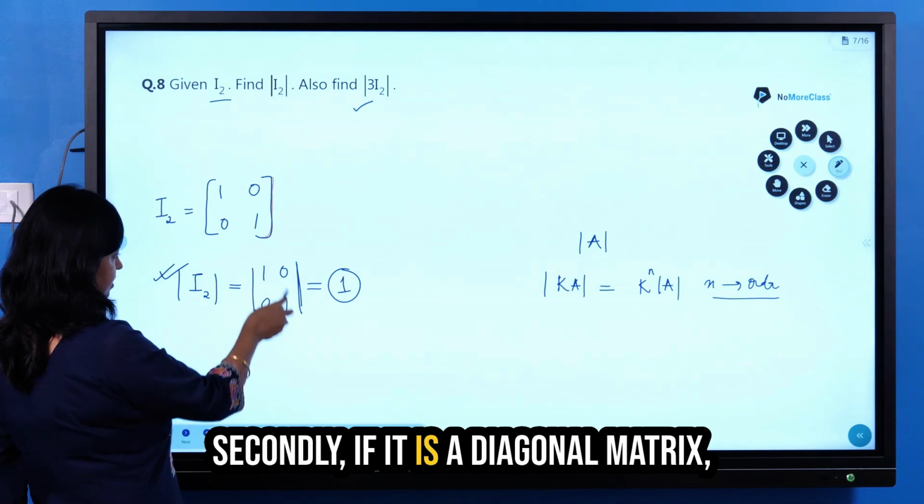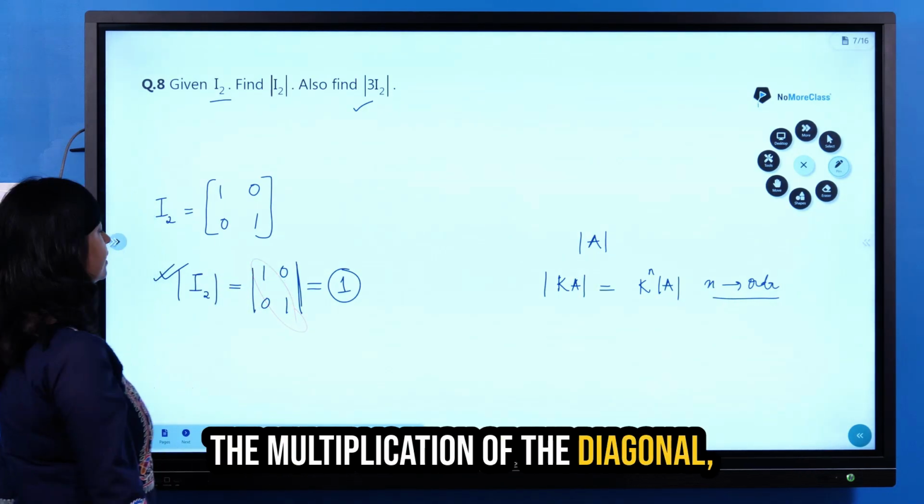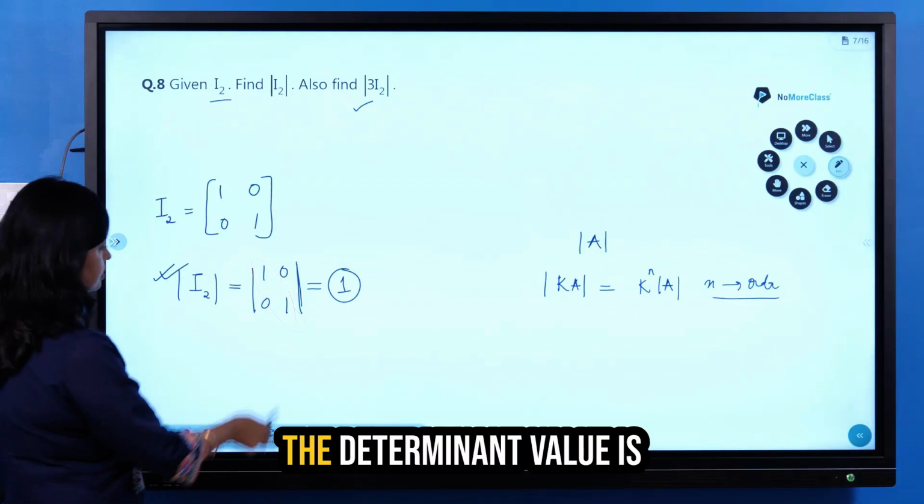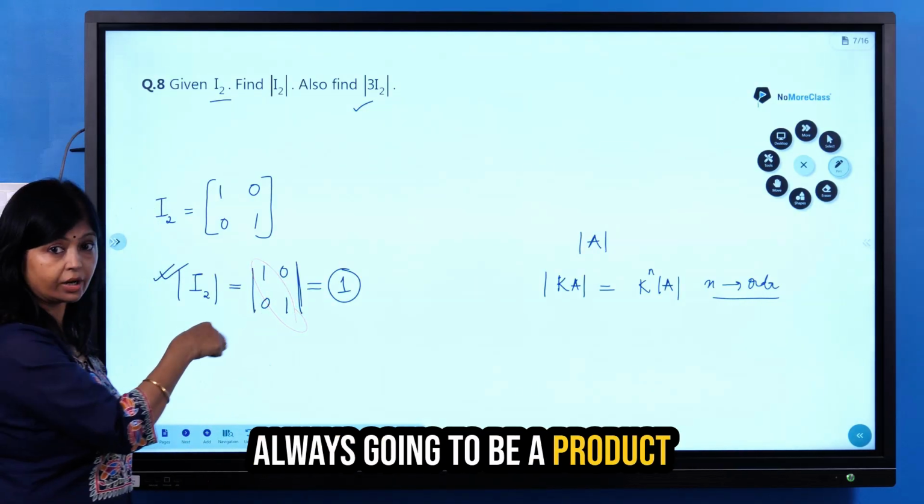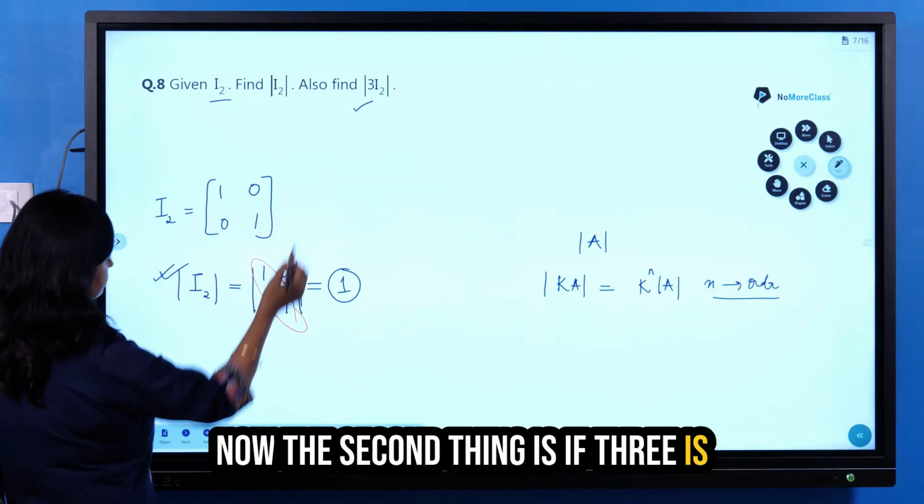Secondly, if it is a diagonal matrix, the determinant value is always the multiplication of the diagonal. Even if it is a triangular matrix, the determinant value is always going to be a product of the diagonal elements. Now, the second thing is if 3 is multiplied.